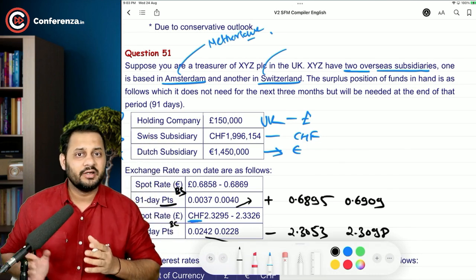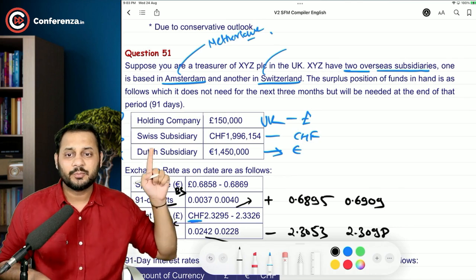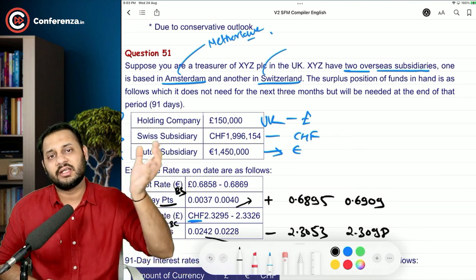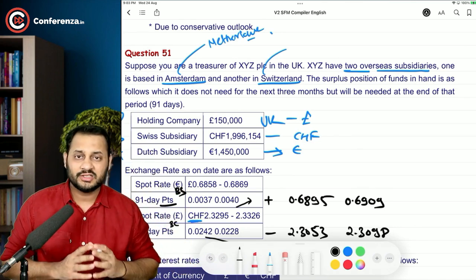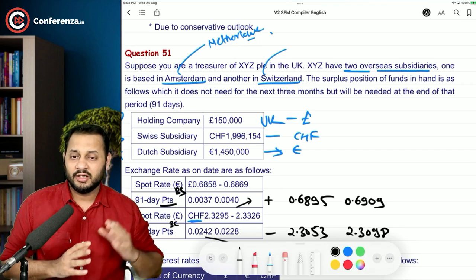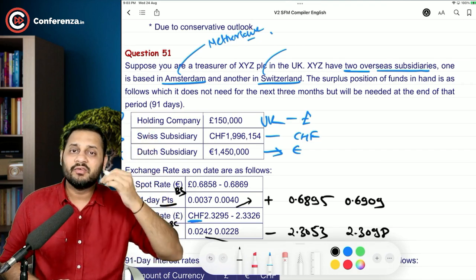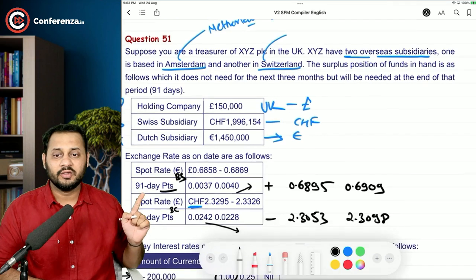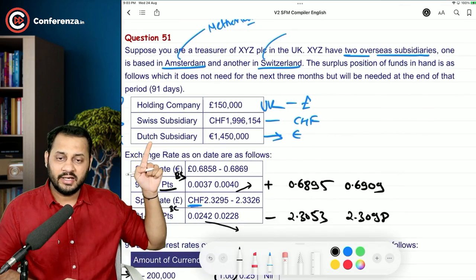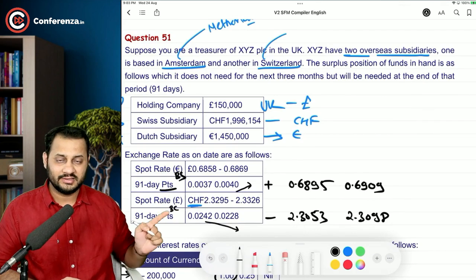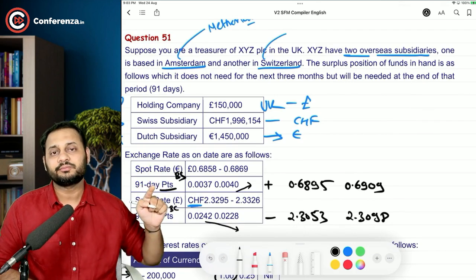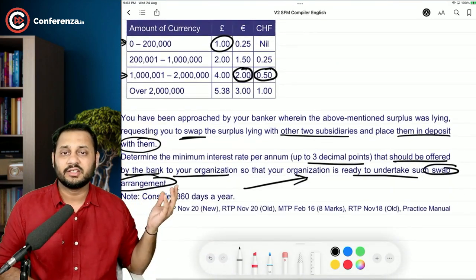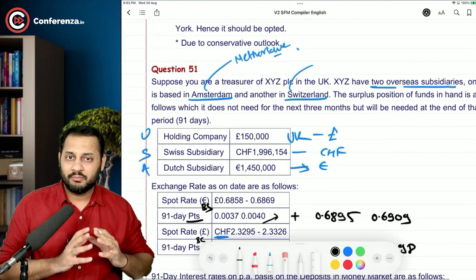This has to be compared with another option where these subsidiaries can invest in their own country, and after 91 days it can be converted into pound. So first we will have to solve the question and ask everyone to invest in their own country for 91 days. And at the end, you can convert the Swiss franc and the euros at the forward rates that we have just calculated into pound. This was the question that we have already done, but the framing is different. So what will happen, I will tell you.